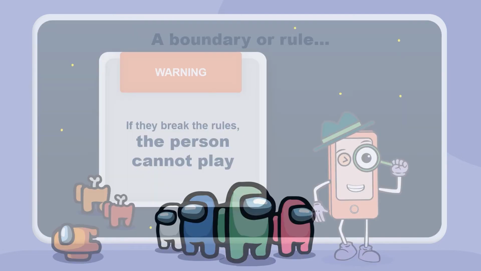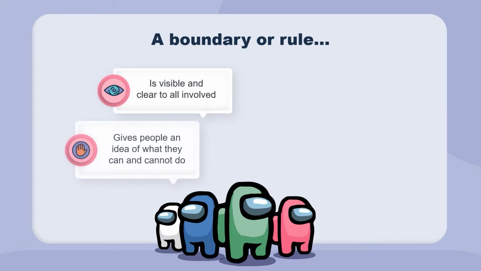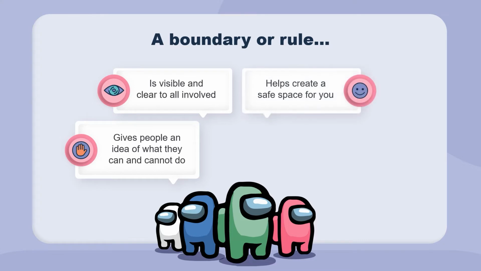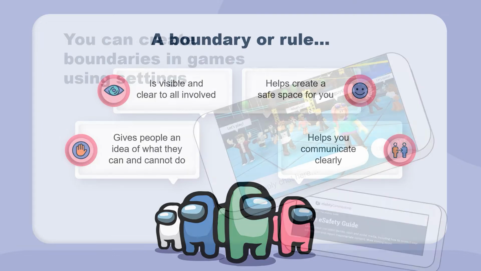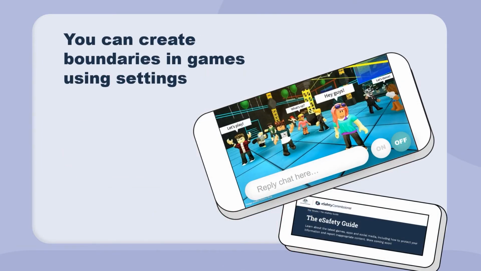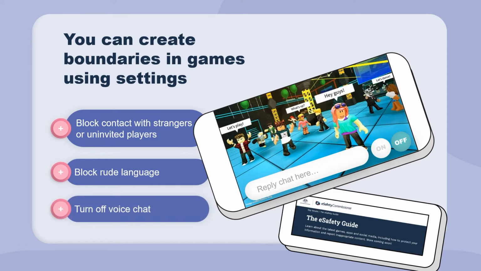A boundary or rule is visible and clear to all involved, gives people an idea of what they can or cannot do, helps create a safe space for you, helps you to communicate clearly. Games and apps have settings to help you create boundaries. You can block contact with strangers, block rude language, or turn off voice chat.